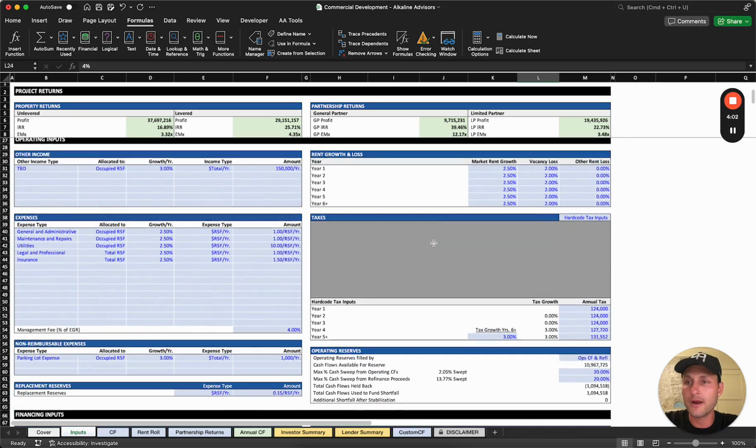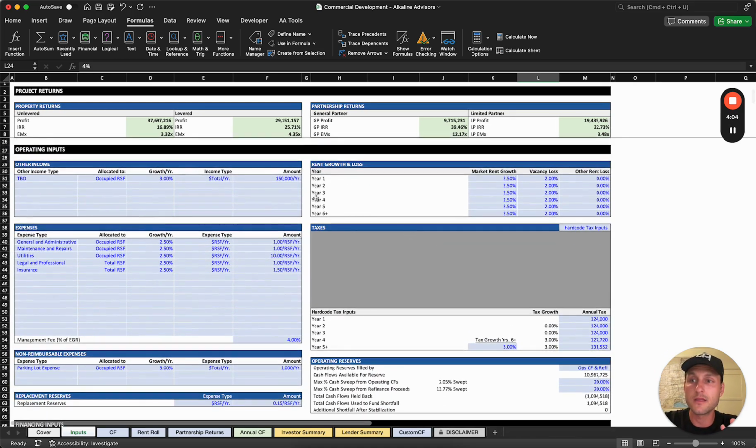Underneath, we have the operating inputs. I would say half the operating inputs are here, half are in the rent roll, which we'll get into in a moment as well. But essentially, you can see we have other income and expenses. The other income and expenses are structured similarly. You can choose, and by the way, this is reimbursable expenses. Then we have a non-reimbursable expense section as well, which we'll get into in a second.